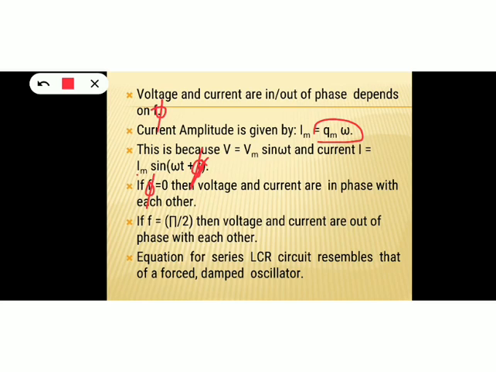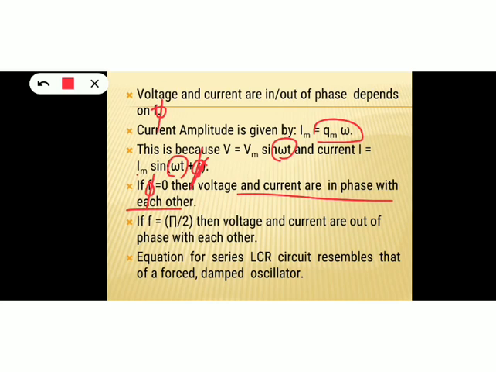So when you look at the phase of both voltage and current, it will be same, right? V is Vm sin omega t and I is equal to Im sin omega t. So when phi is equal to 0, the phase of both voltage and current will be same. That means voltage and current are in phase with each other.